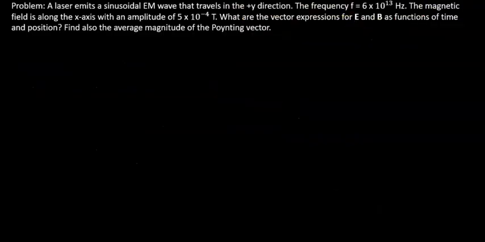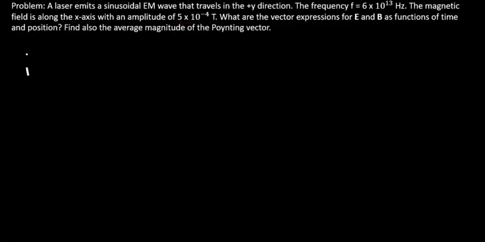Let's look at the following problem. A laser emits a sinusoidal EM wave that travels in the positive y direction. The frequency is given in hertz. The magnetic field is along the x-axis with amplitude 5 times 10 to the power minus 4 Tesla. What are the vector expressions for E and B as functions of time and position? Also, find the average magnitude of the Poynting vector.